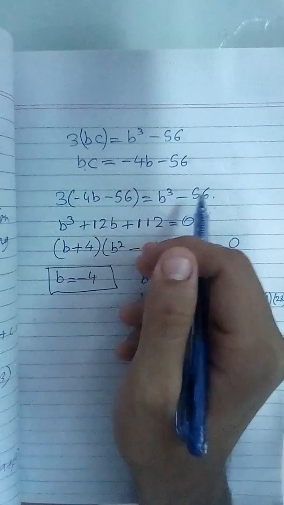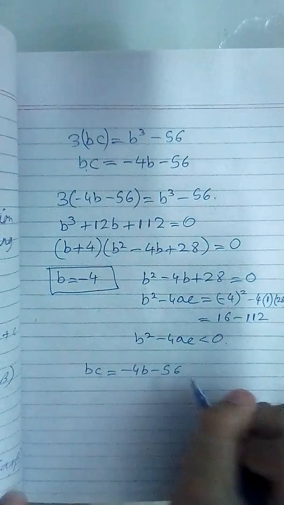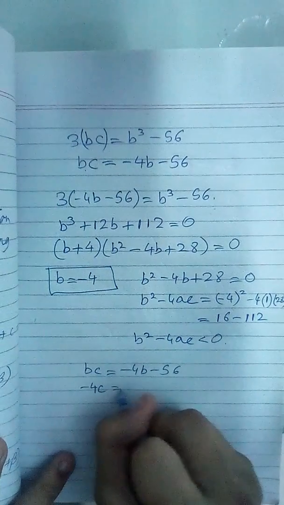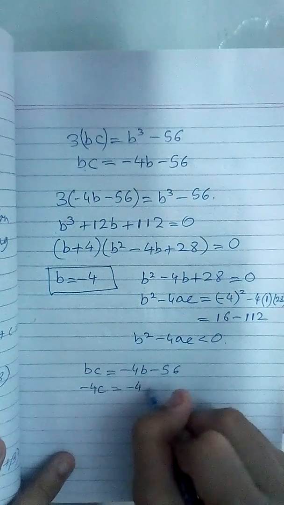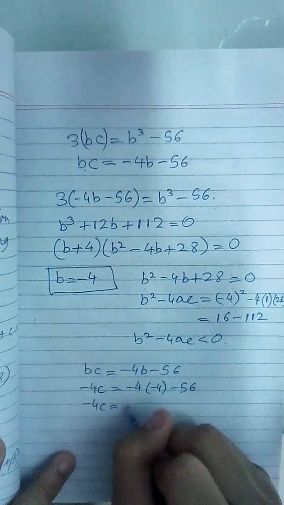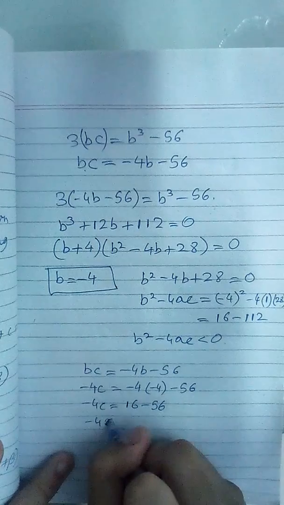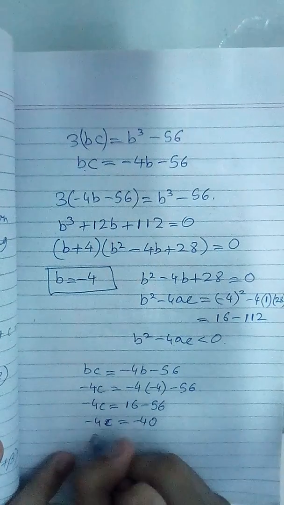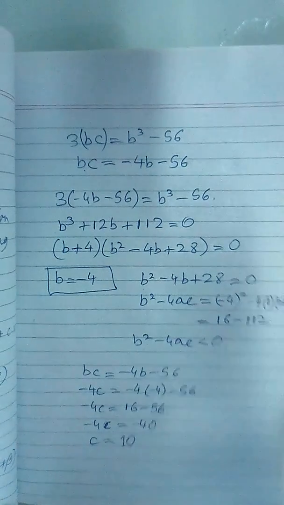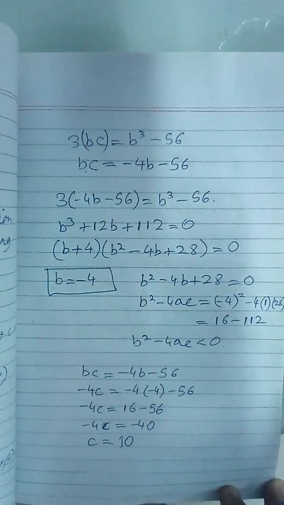Now using this very formula, bc equals minus 4b minus 56, we are substituting minus 4 over here. Minus 4c equals minus 4 multiplied by minus 4 minus 56, minus 4c equals 16 minus 56, minus 4c equals minus 40, c equals 10. So we get the value.